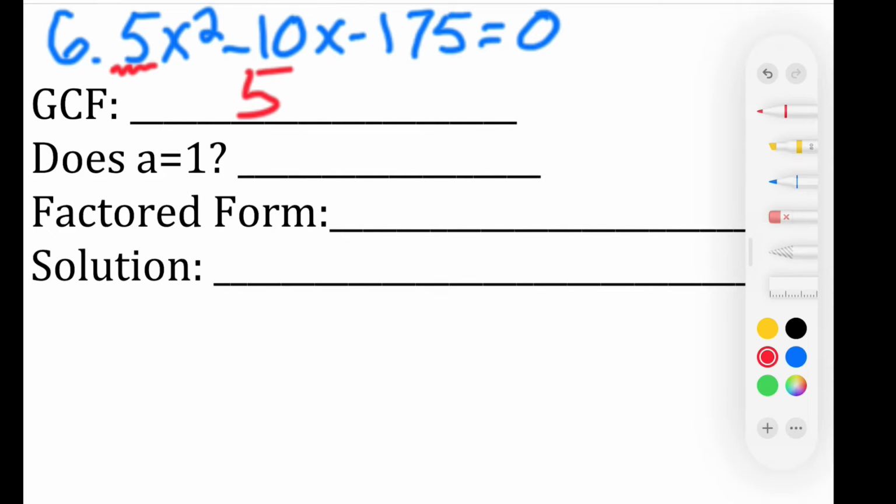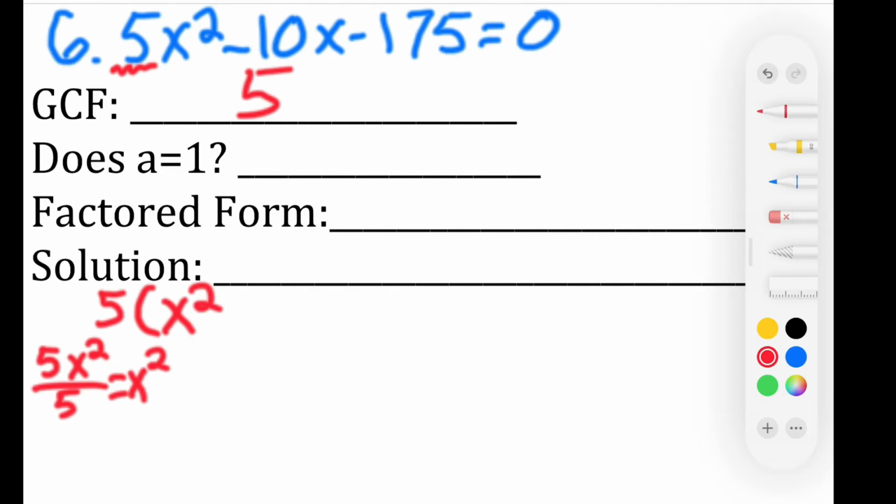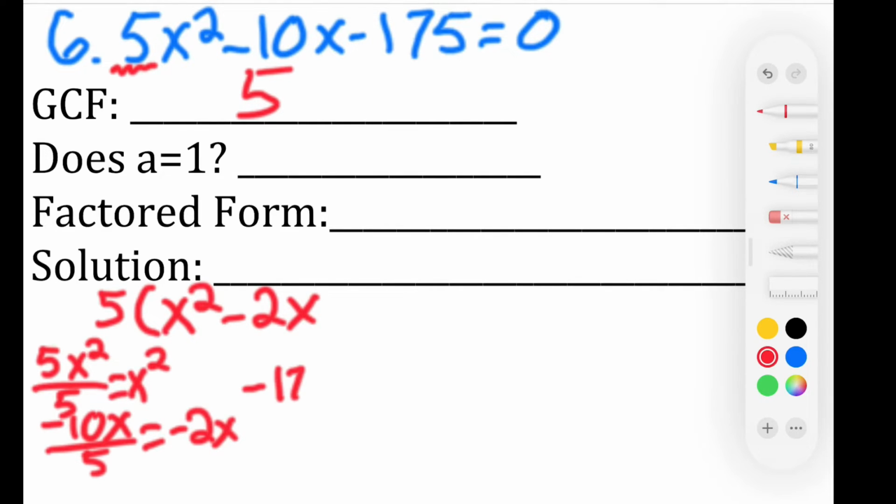From lesson 1, if we have a greatest common factor, we can factor that GCF out. So 5x squared divided by 5 gives me x squared. Negative 10x divided by 5 gives me negative 2x. And negative 175 divided by 5 gives me negative 35.